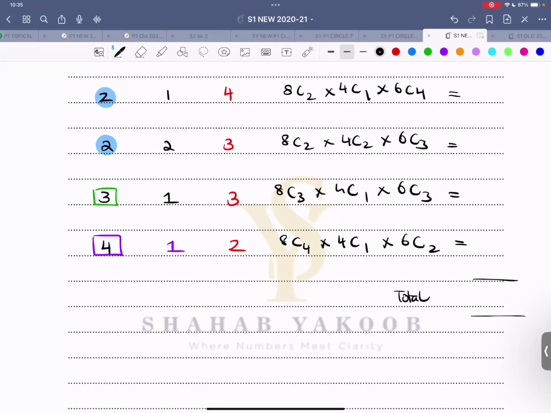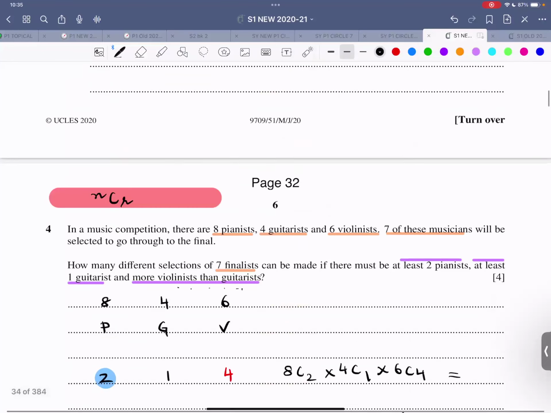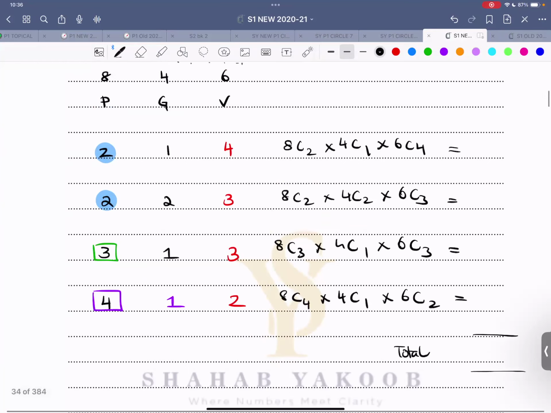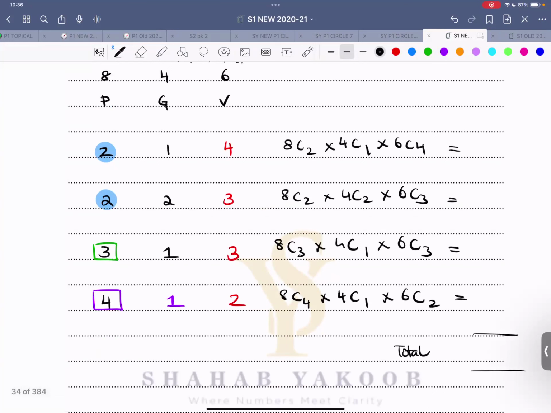So let me go to the mark scheme, which you people also have. And which question is this? This is question number 4. So question number 4 is over here. So 8C2, 4C2, 6C3, that is 3360.